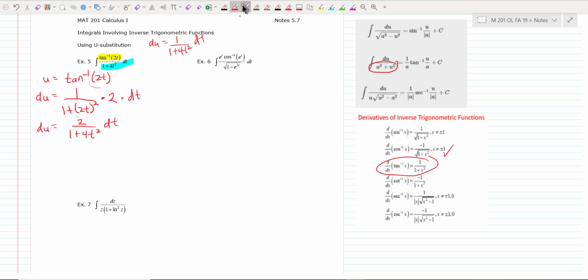So what we could do is multiply both sides by a half if you want to. So you would end up having 1/2 times du. I would cancel that out. And that would give you dt over 1 plus 4t squared. Okay? And that's what we're wanting then.